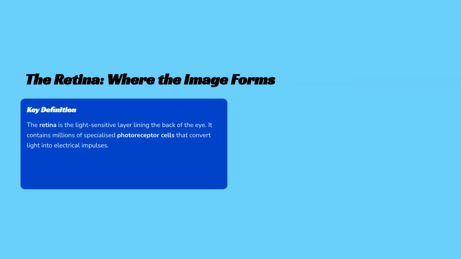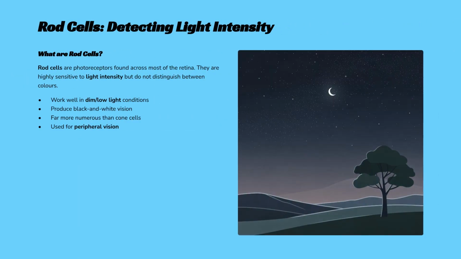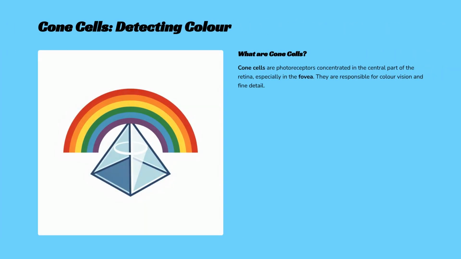The retina is the light-sensitive layer at the back of the eye. It contains photoreceptor cells that convert light into electrical impulses. For clear vision, light must be focused exactly onto the retina. Rod cells are photoreceptors highly sensitive to light intensity, ideal for dim light and peripheral vision. They produce black and white vision and are far more numerous than cone cells. Cone cells are concentrated in the fovea, responsible for color vision and fine detail. They require bright light to function and are sensitive to red, green, or blue light.